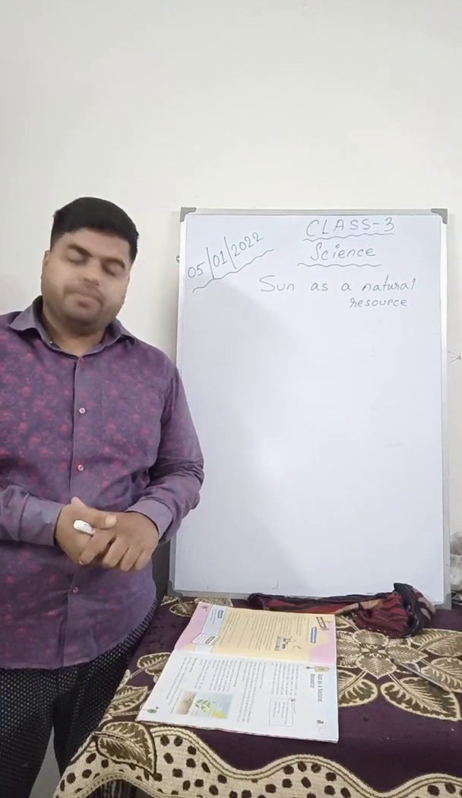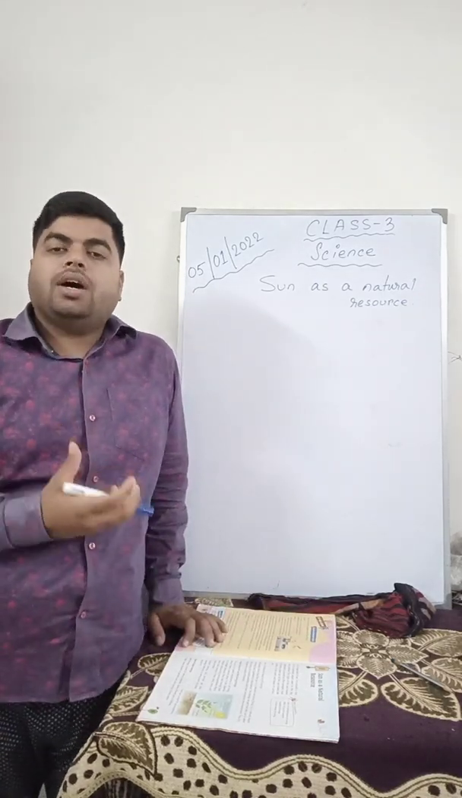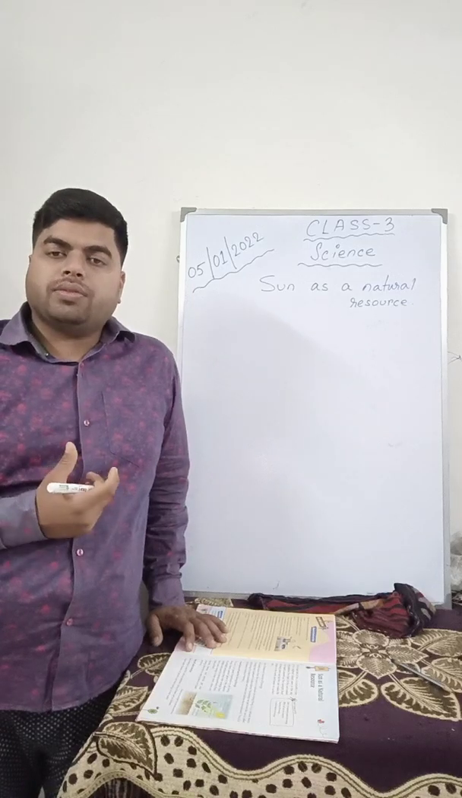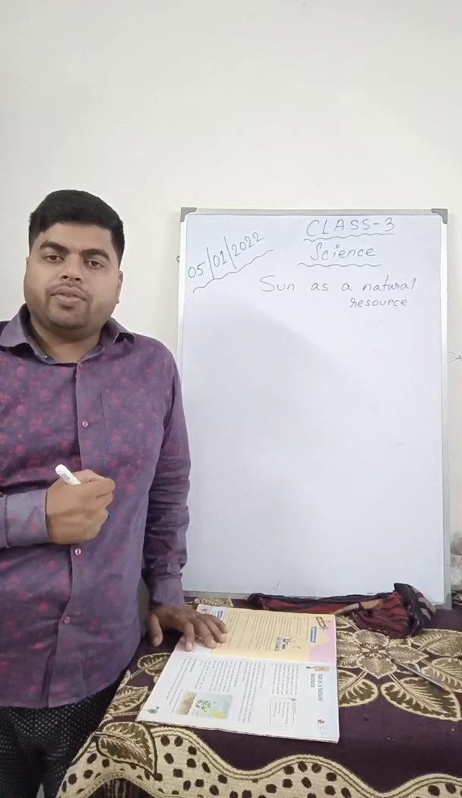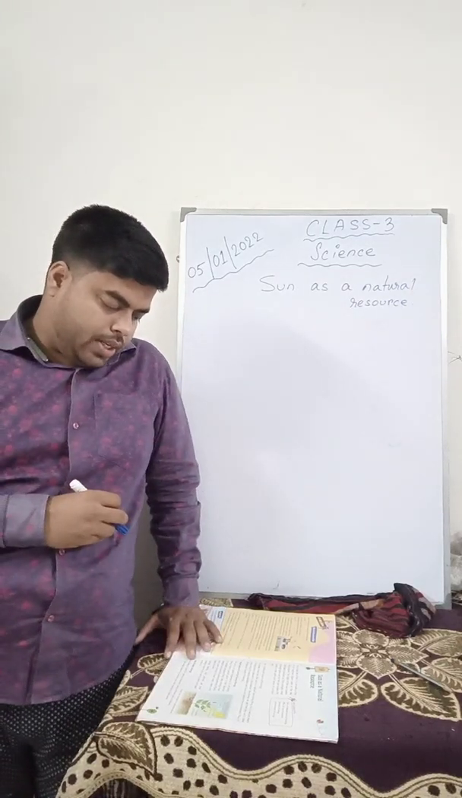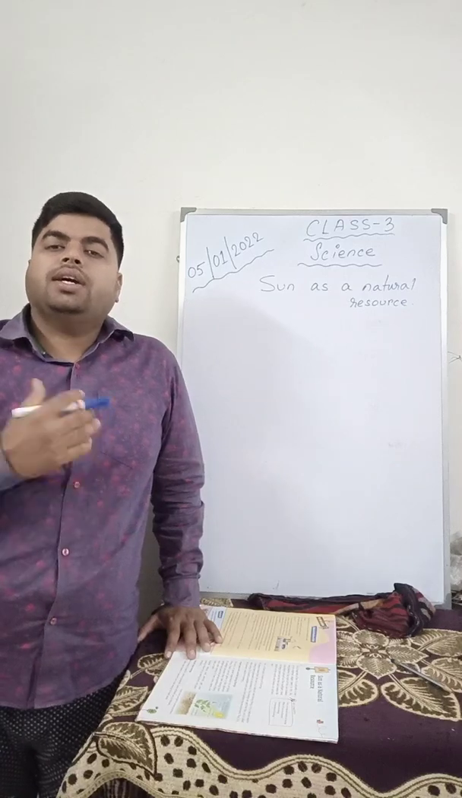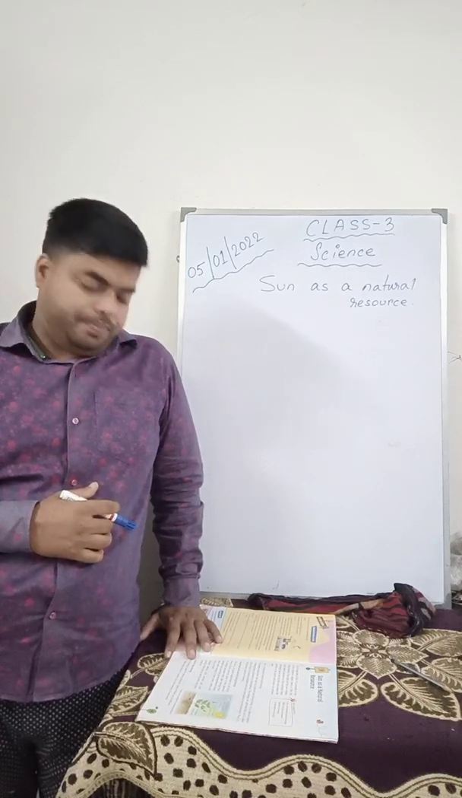This video is for class 3 science and today we will start with the importance of sun for living things. What is the importance of sun in our life? What is the importance of sun in the life of living things? The sun is of great importance to all living things, so it has a great impact on every living thing.